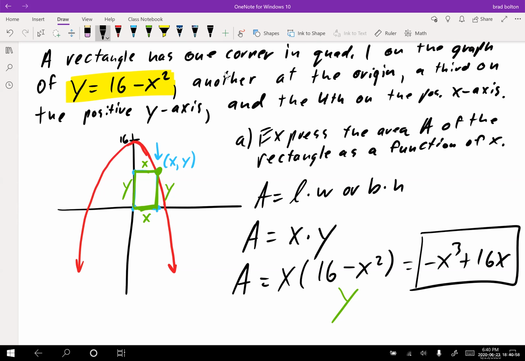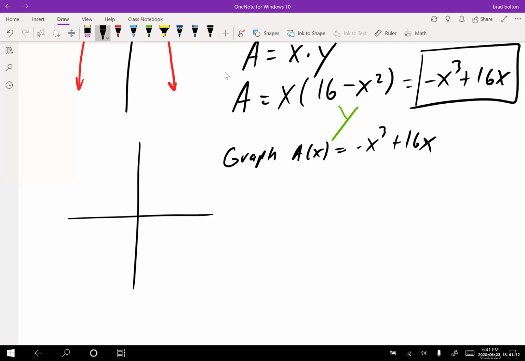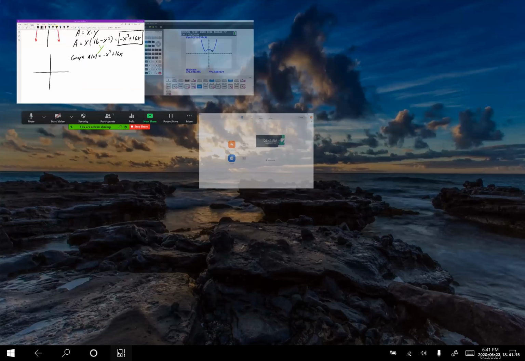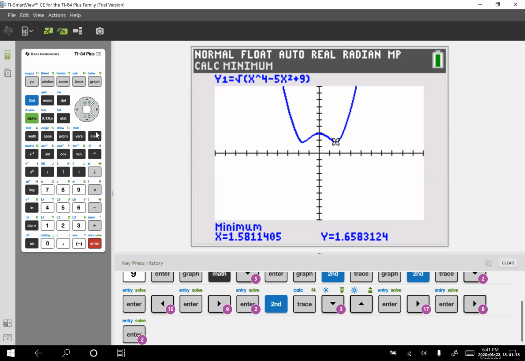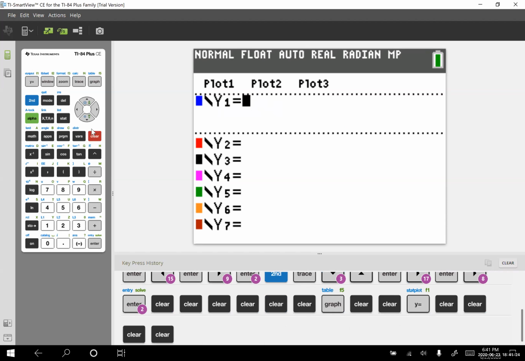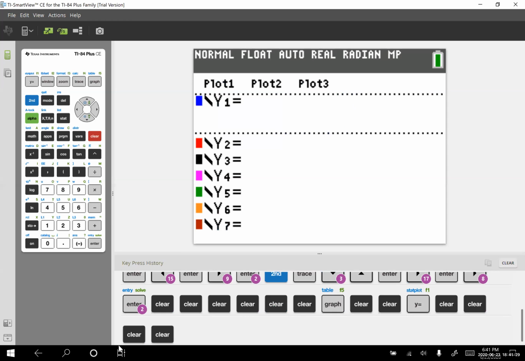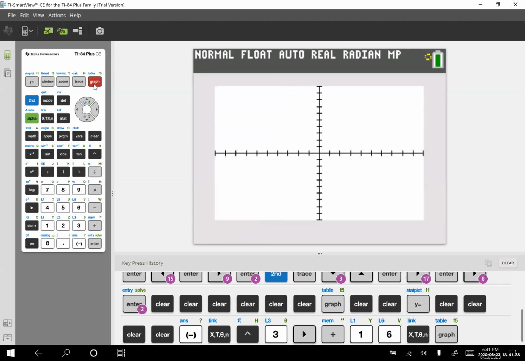Not so bad, right? Now they ask us to graph A of x equals negative x cubed plus 16x. So I'm going to take out my calculator and graph this on there. So let's clear. Let's go to graph. Oops, y equals, let's clear that. And we have negative x cubed plus 16x. So let's graph this guy.